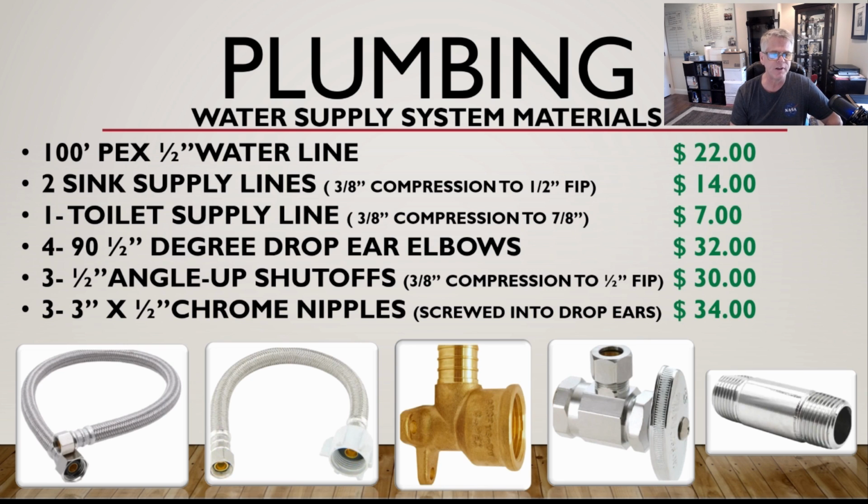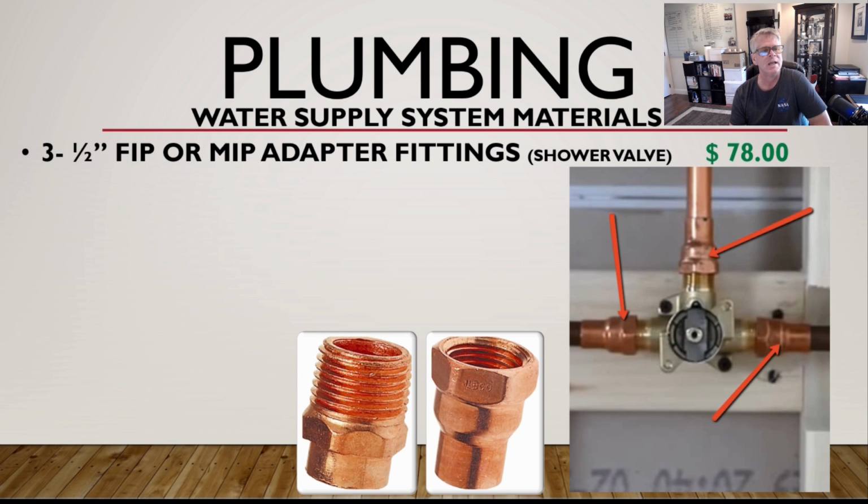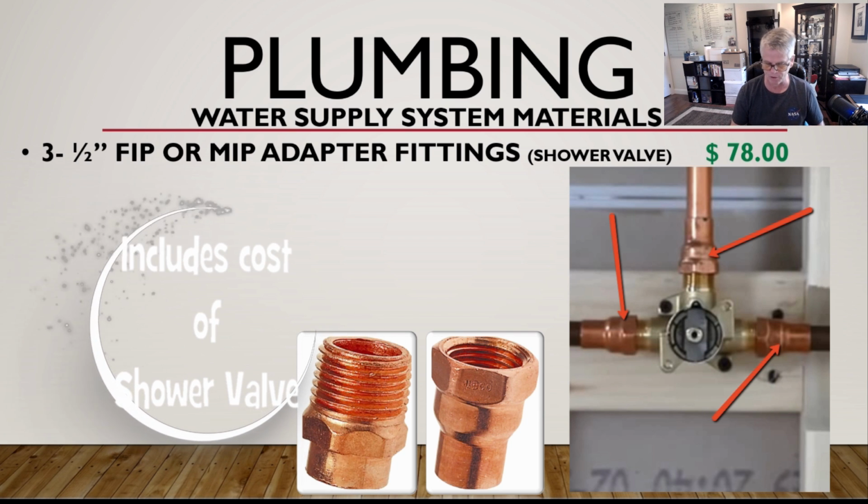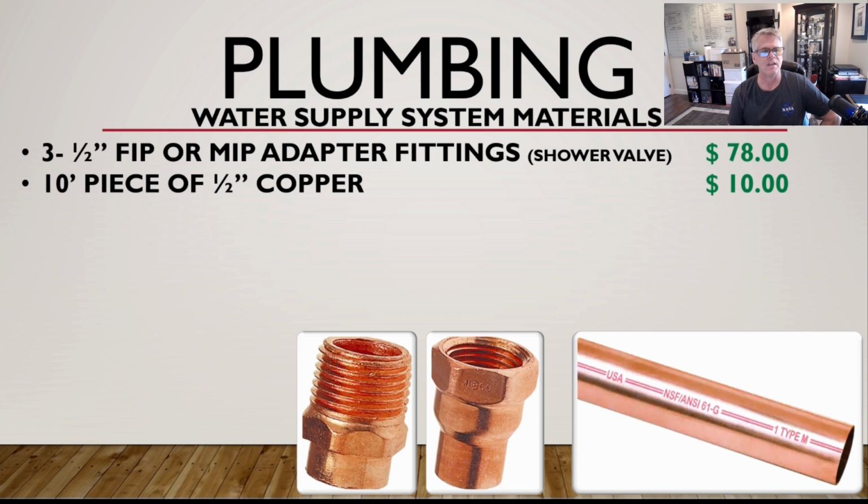Then you'll need 3 3-inch by 1/2-inch chrome nipples. They actually get screwed into the drop ears. That's how you will hook up your shutoff valves. All right, you'll need 3 of those, $34. And then you'll need 3 1/2-inch FIP or MIP adapter fittings at the shower valve. And you can see right there, I've got red arrows pointing to those. I don't know if you'll need female fittings there at the valve or if you'll need male. So you'll have to check with the shower valve that you purchase and then buy the 3 accordingly. Okay, sometimes they're male, sometimes they're female. $78 for those. Then you'll need 1 10-foot piece of 1/2-inch copper.